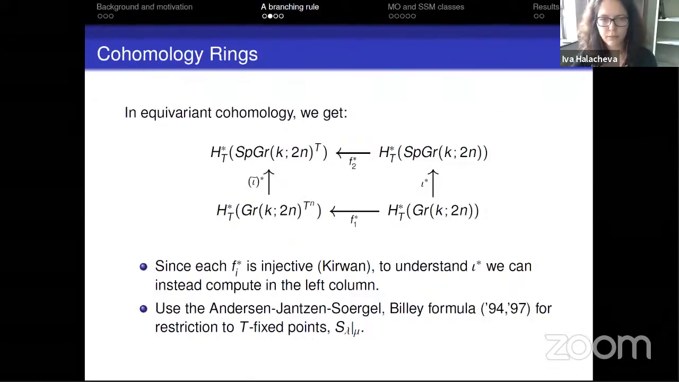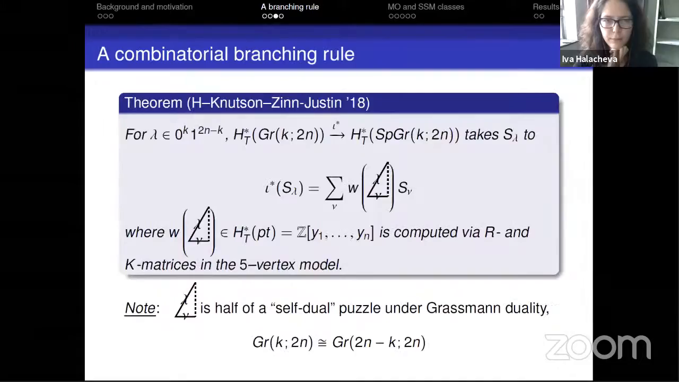The way we address this problem is, first of all, we're interested in the map on the right side. So this is the pullback of the inclusion. But since both of these Grassmannians are smooth projective spaces, we have Kirwan injectivity. And so we know that their cohomologies inject into the equivariant cohomologies of their torus fixed points. And instead, we can work on the left side. So we can work with just torus fixed points. And there's a formula by Anderson, Jantzen, and Ziegler, as well as Billey independently, that describes how you can restrict the Schubert classes to torus fixed points. So this is our approach to showing the following theorem.